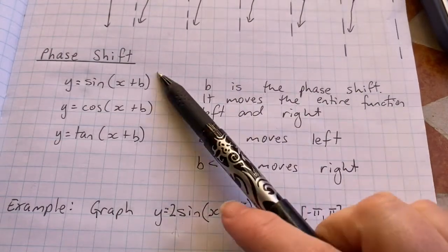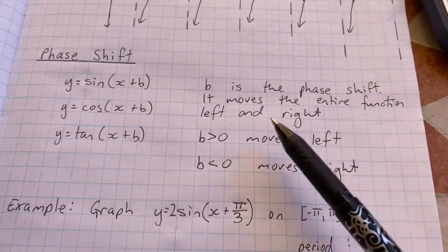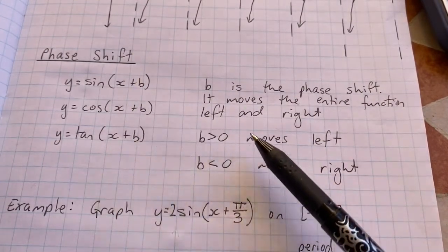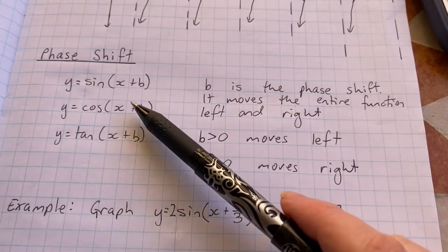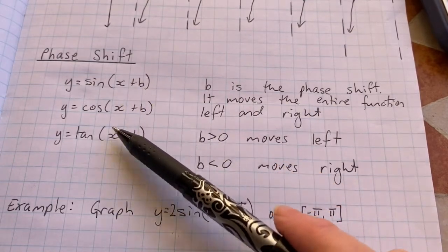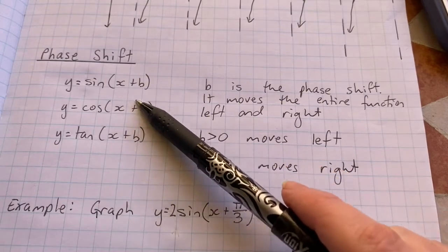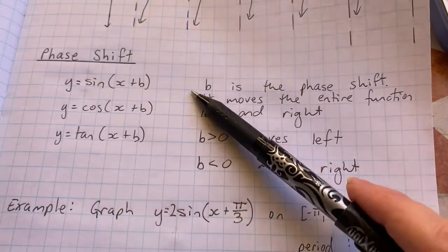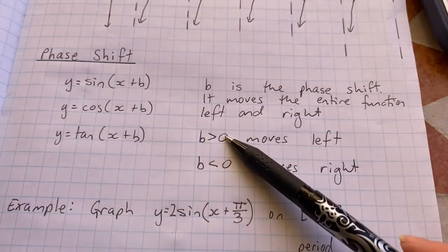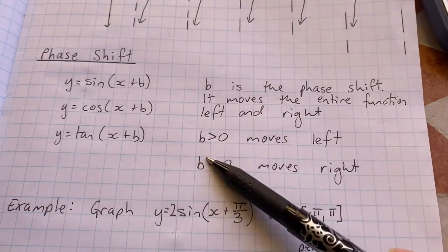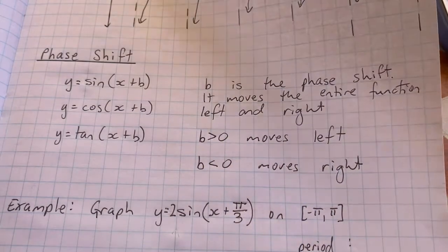Okay, so a phase shift is a left and a right shift. So this value b moves the entire function left and right. Now if b is a negative number, it moves to the right. And if b is a positive number, it moves to the left. So b greater than 0, positive, moves left; b less than 0 moves right.